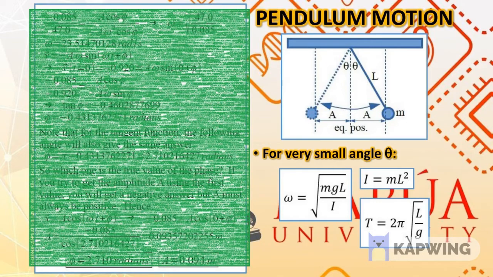So for very small angle theta, the following equation applies for the angular frequency. Omega is equal to the square root of mgl over I, where I is the moment of inertia of the object. I is equal to ml squared. The period of the vibratory motion is equal to 2 pi times the square root of L over g.